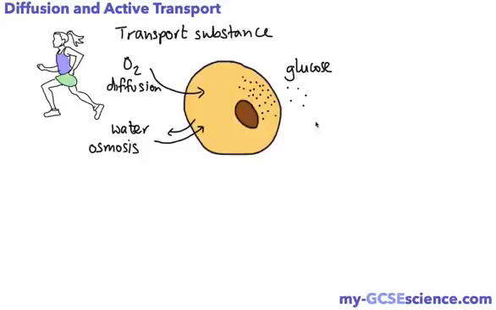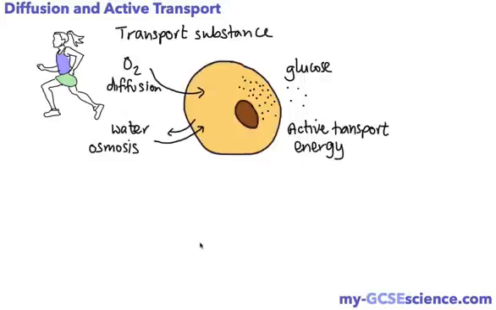So in this case we need another process, and that process is active transport. And active transport is a method by which glucose, or in fact a whole variety of particles, can be moved against a concentration gradient. And because they're moving against a concentration gradient, the key thing is that we need energy.